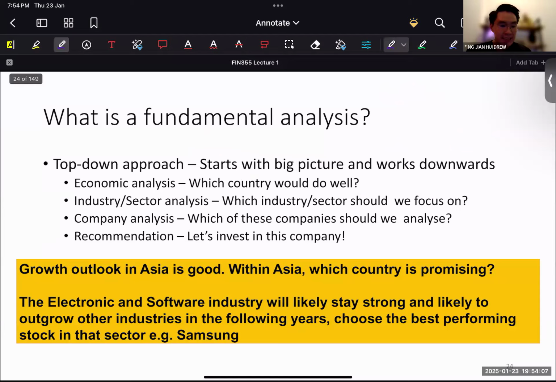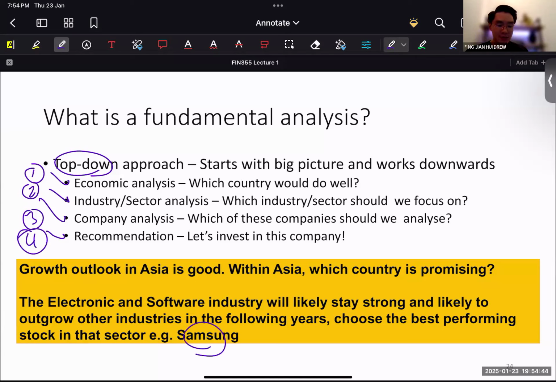A bit more overview on fundamental analysis. There's a top-down approach, which is what we initially talked about in step one, step two, step three, where you go economic analysis first, then you look at the industry, you go down to a company, and then finally you look into the company and do your discounted cash flow analysis. Only then you say, okay, because of all the steps one, two, three, and four, it's good to invest in, let's say, Samsung. So what does it mean? In simple terms, we first look at the outlook of Asia, and then within Asia, which country is promising, and then which industry is promising, and then finally we determine that maybe the IT industry, where Samsung is, is the one that we should invest in. So really a top-down approach.